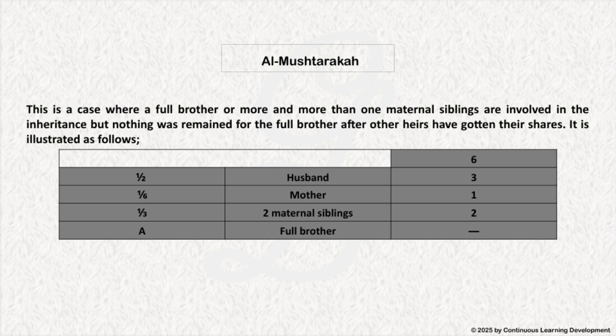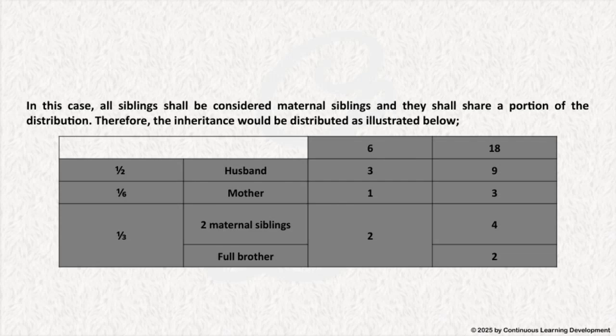Let's get started. All right, let's take a closer look at how the inheritance is distributed in this particular case. Here, we see the key figures are the husband, the mother, and the maternal siblings. First, notice that the husband is entitled to half of the estate, which is represented as a half. That's a standard share in many inheritance laws. Next, the mother receives a third, or 1/3, of the estate.